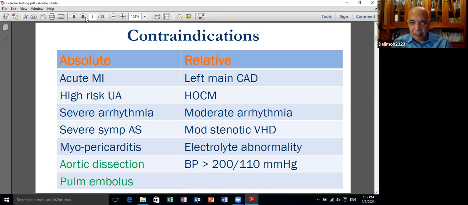Electrolyte abnormalities is a relative contraindication, and the blood pressure 200 over 110. So if you get a patient with 150 over 90, you can still exercise them. The contraindication is high up, 210, 200 over 110. And you can exercise a patient and you stop when the blood pressure reaches 250 over 150. Very high blood pressure, but that's the guideline.